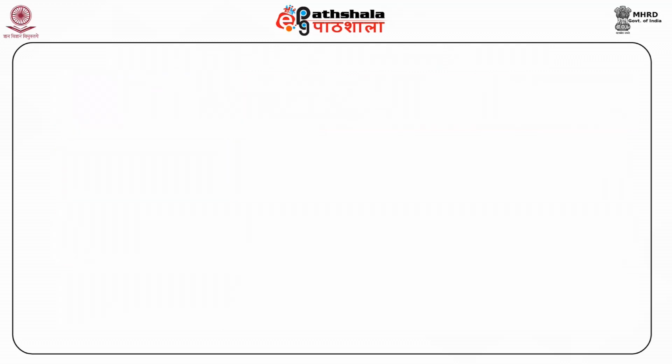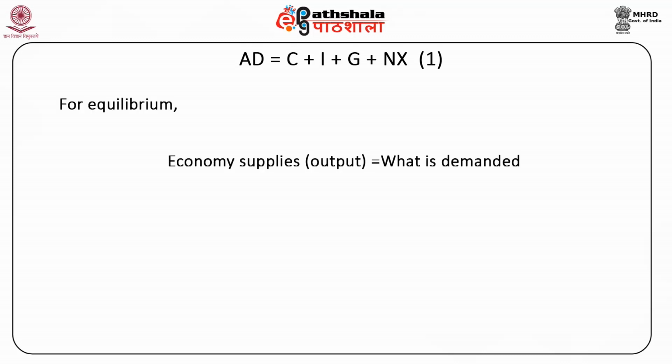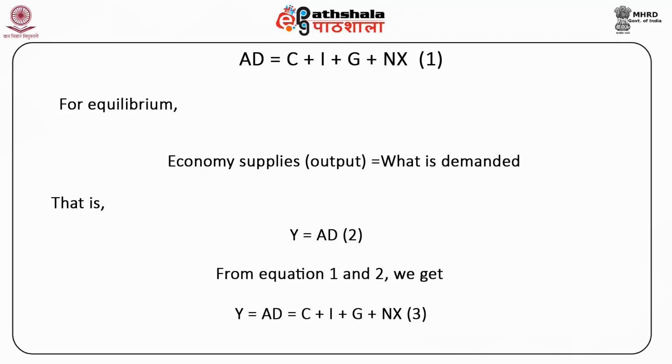Expressing these in equation form, we get AD = C + I + G + NX, which is equation 1. For equilibrium, it is required that the economy supplies output that is equal to what is demanded. That is, Y = AD, equation 2. From equations 1 and 2, we get Y = AD = C + I + G + NX, equation 3.